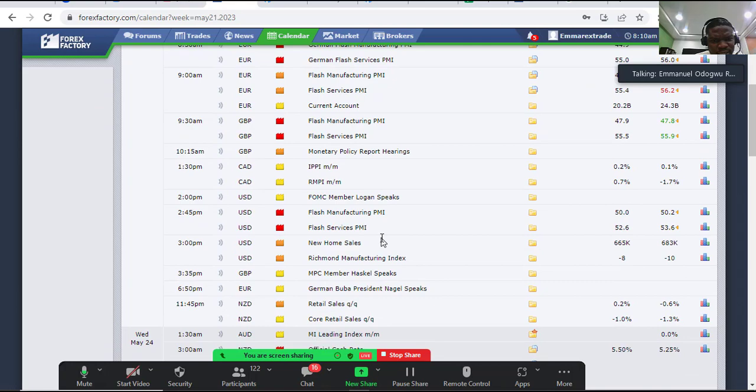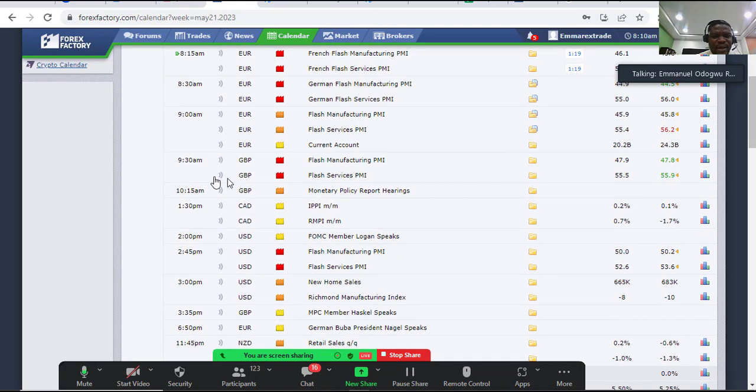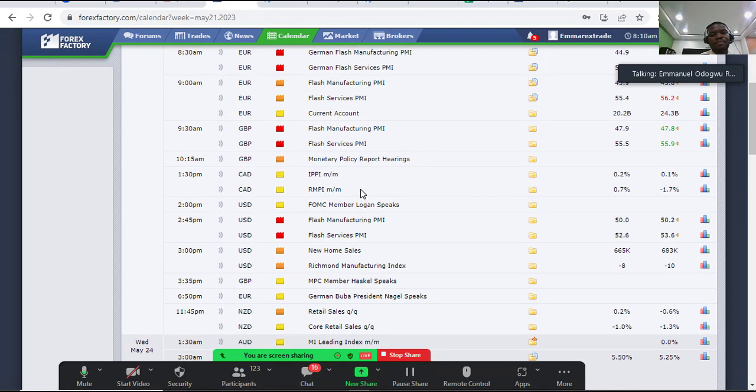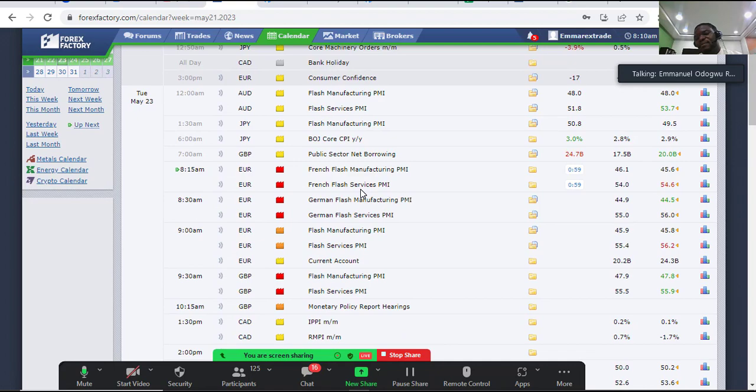Then by 9:30 we have the same PMI for GBP, as you can see in the UK. Then also at 2:45 p.m. Nigerian time we have the same PMI, service and of course manufacturing PMI also for the dollar. So today just PMI, PMI, PMI, Purchasing Managers Index.